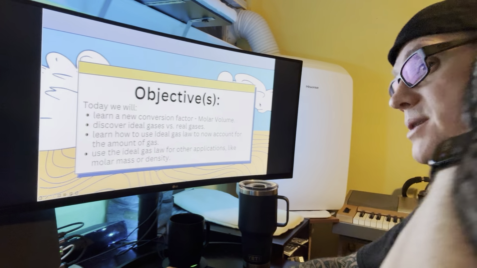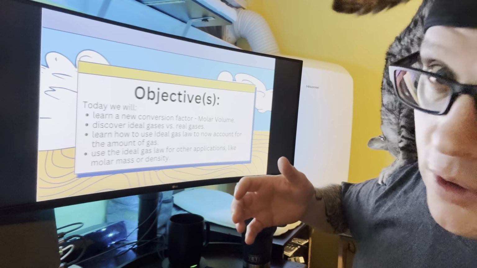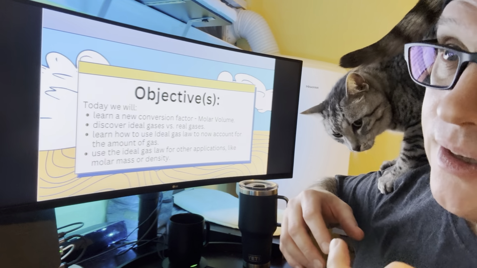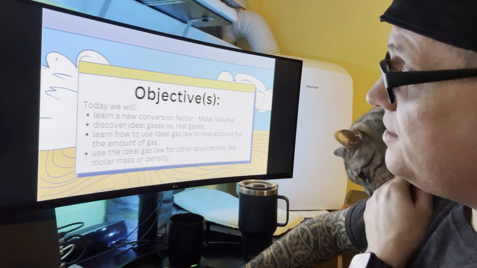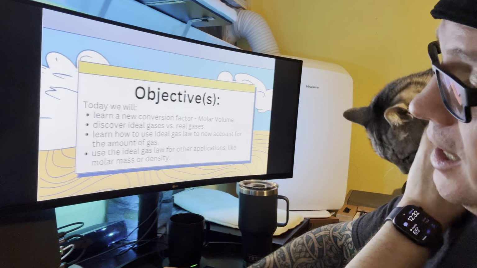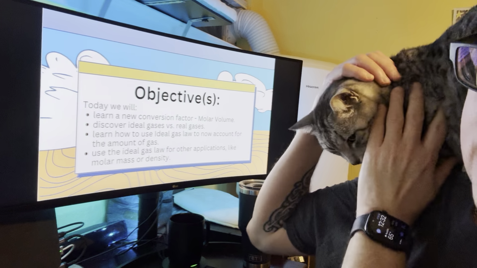All right. So, objective for today. We're going to look at molar volume. It's a new conversion factor, but we're not going to really use it as much, but it is a new one. Discover ideal gases versus real gases, learn how to use the ideal gas law, and use the ideal gas law for applications like molar mass and density.